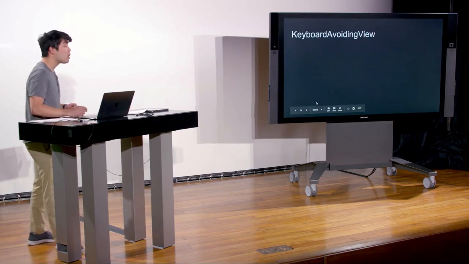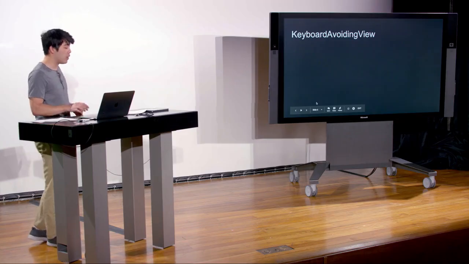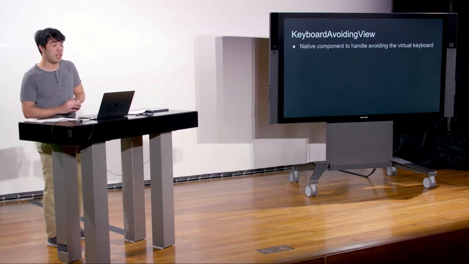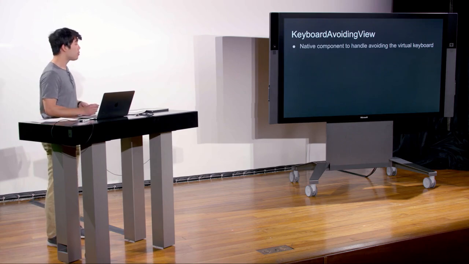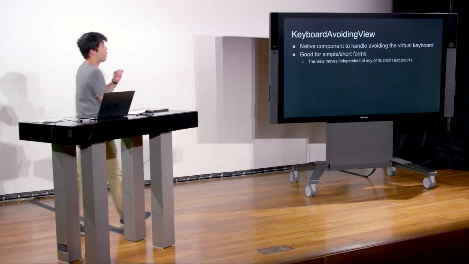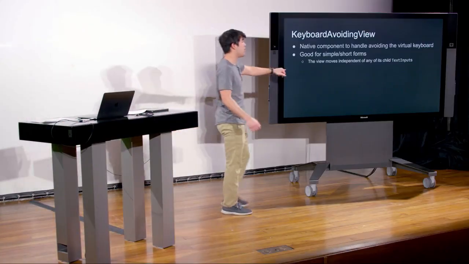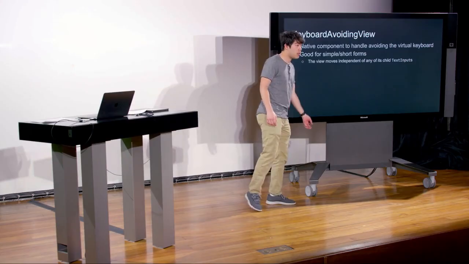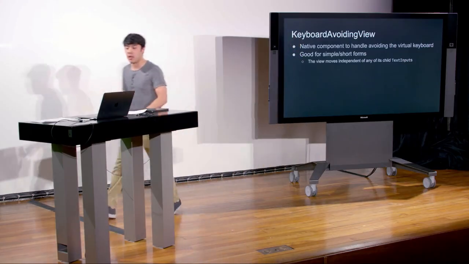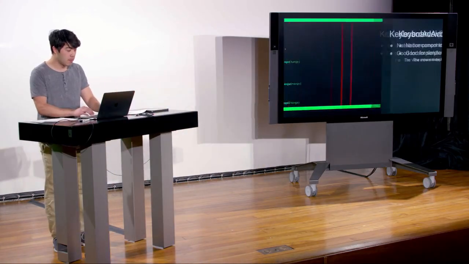So it turns out there's this thing called a KeyboardAvoidingView, which is a native component to handle avoiding that virtual keyboard. It's good for simple short forms, but it doesn't really work well for very complex things. And the reason that's not good is because the view moves independent of any of its child text inputs. And so let's take a look at usage of this component.